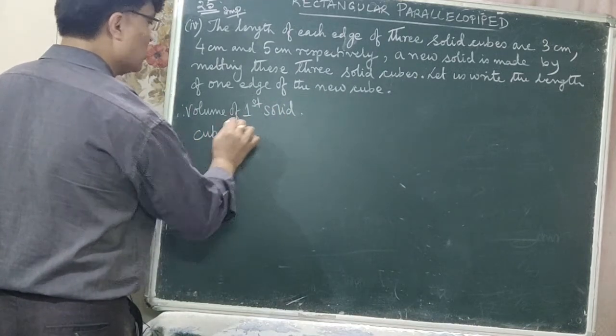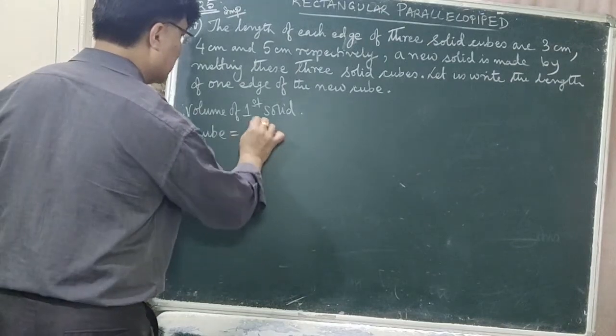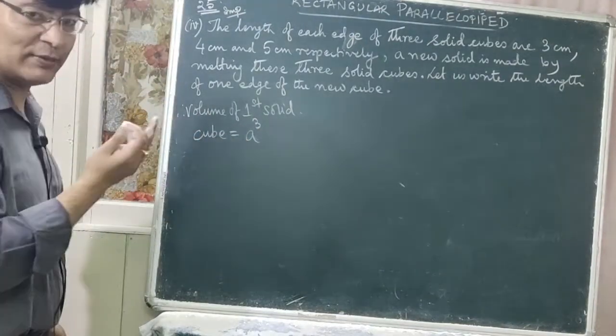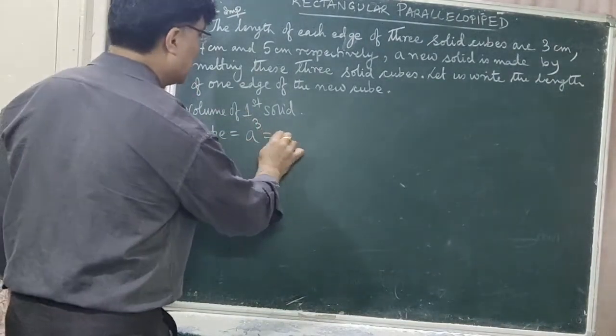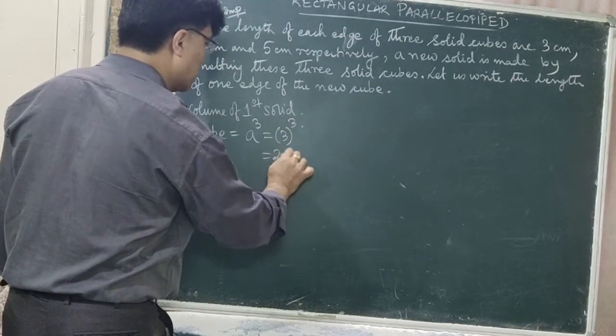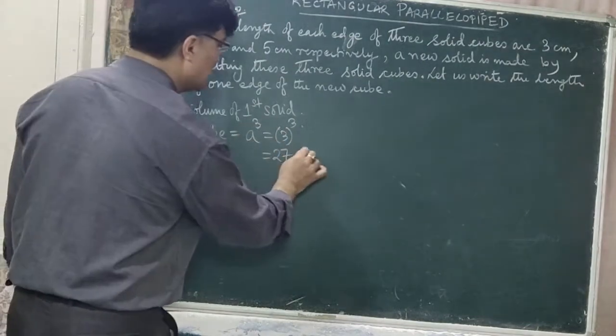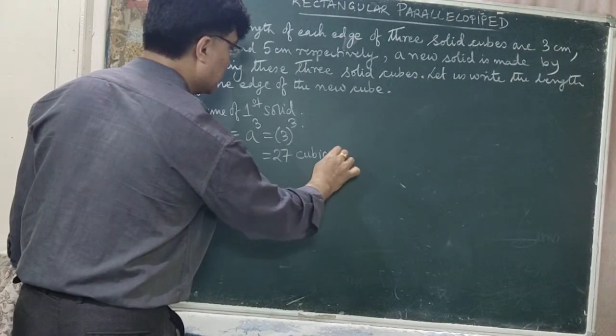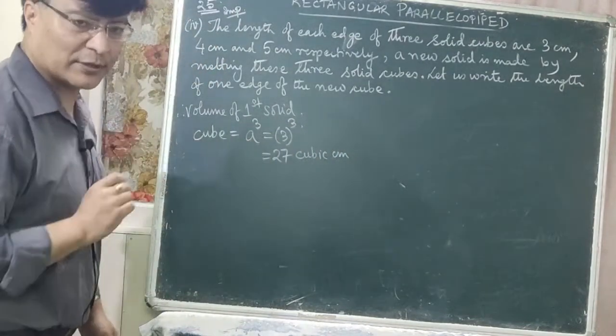So volume of the first solid cube is equal to, what is the formula? A cube, isn't it? You can also write side whole cube. A cube means, 3 whole cube. That is your 3 whole cube, which is equal to 27. What is the unit? It is cubic centimeter. So I think you have understood it.